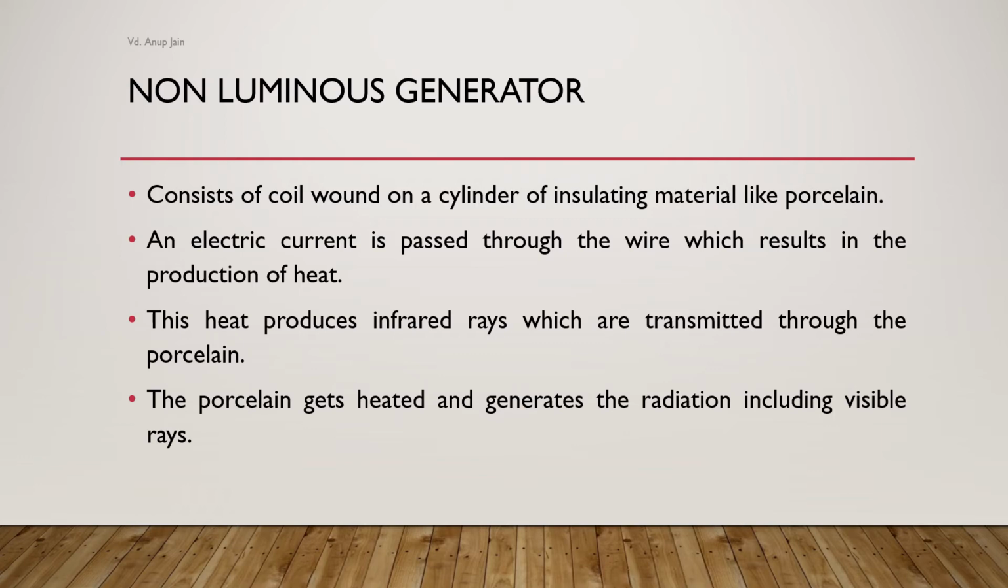It consists of a coil wound on a cylinder of insulating material, for example porcelain. In this, an electrical current is passed through the wire, which results in the production of heat. This heat produces infrared rays which are transmitted through the porcelain. But this porcelain gets heated and generates radiation, which includes visible rays.